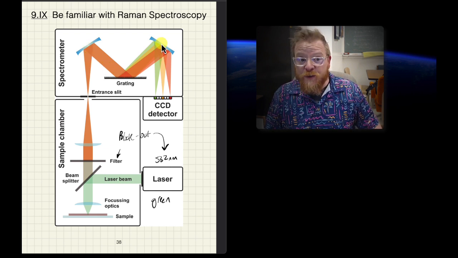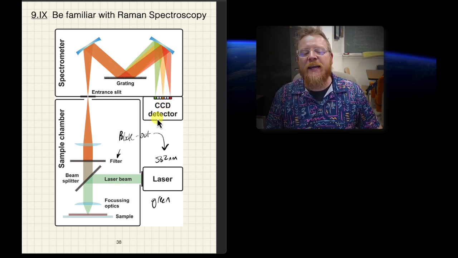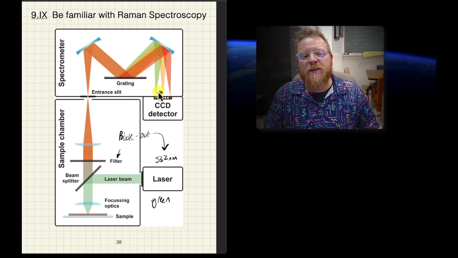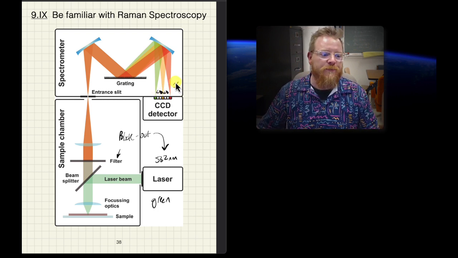And those are visible light, right? Those are visible wavelengths that are detected usually on a CCD. But again, the differences between these correspond to the vibrational energy levels.